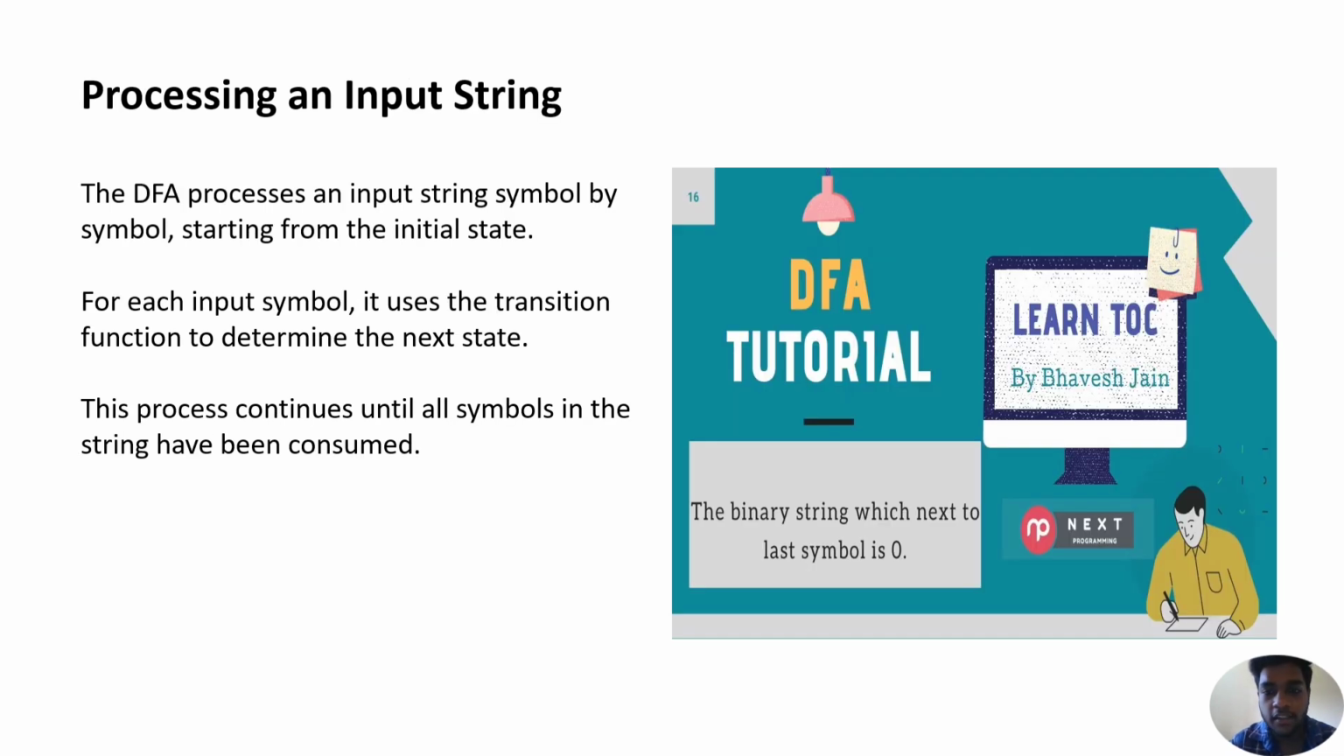Now let us see how a DFA processes an input string. The DFA processes an input string symbol by symbol, starting from the initial state. For each input symbol, it uses the transition function to determine its next state. This process continues until all the symbols in the string have been consumed.